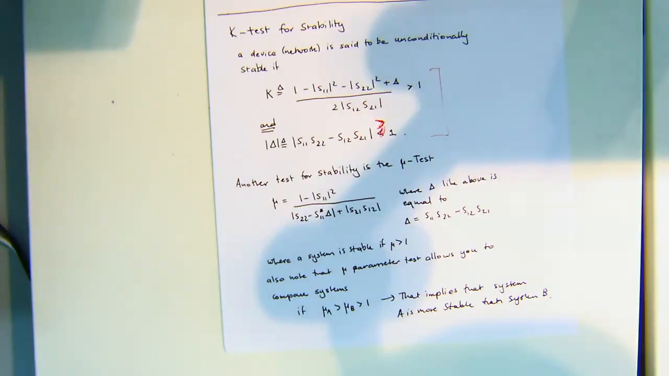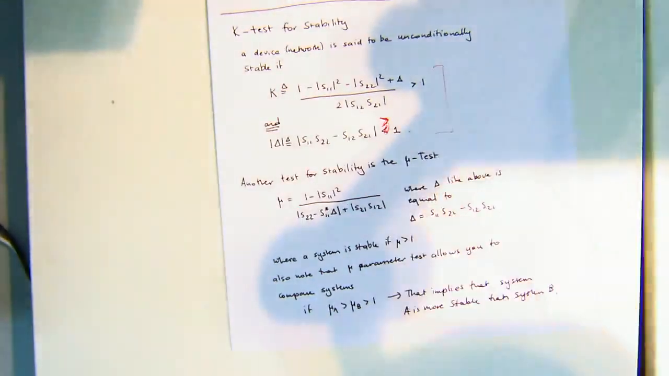What that means is you can give it larger perturbations and it will decay back to a steady state value. The larger mu is, the quicker it decays back to a steady state value. So that's all that's saying. Now, I don't commonly use that. I usually just use the K-test.